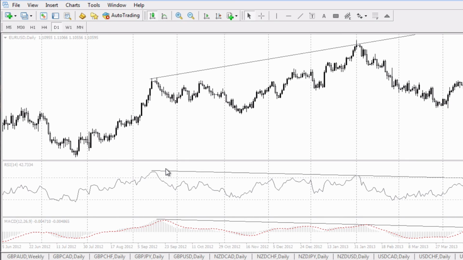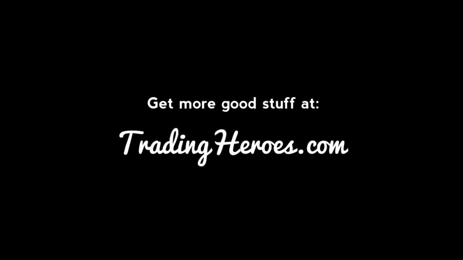So don't just trade any pattern blindly. You need to figure out the nuances of it, because there will be times when it doesn't work, and you need to know how to spot when it's not working and when it is.